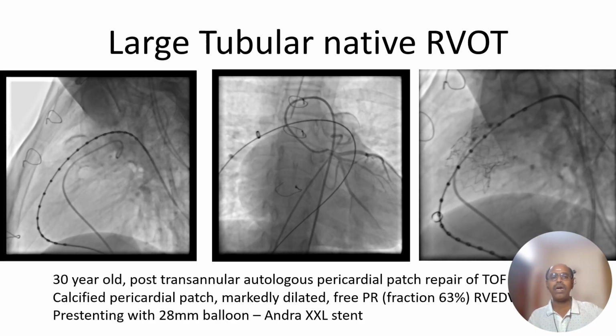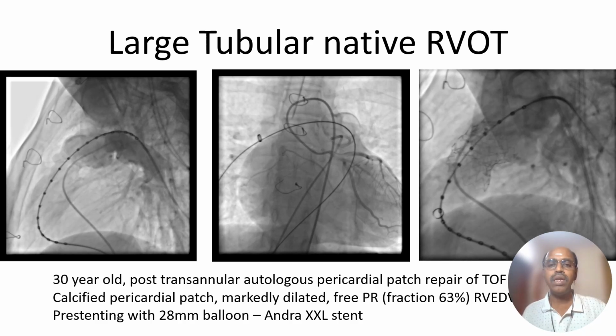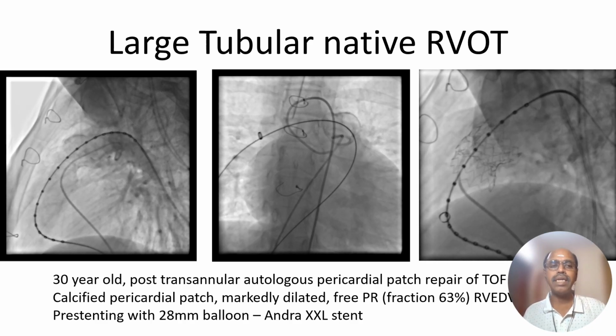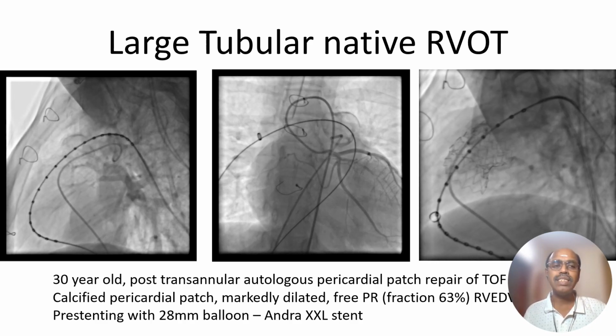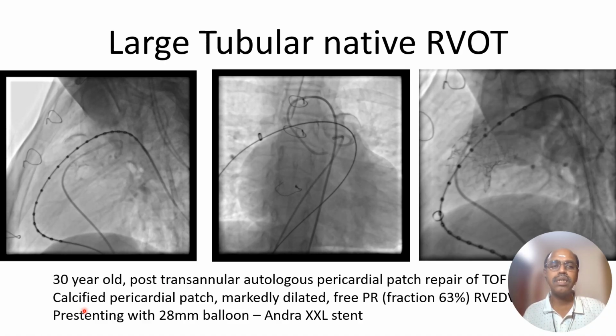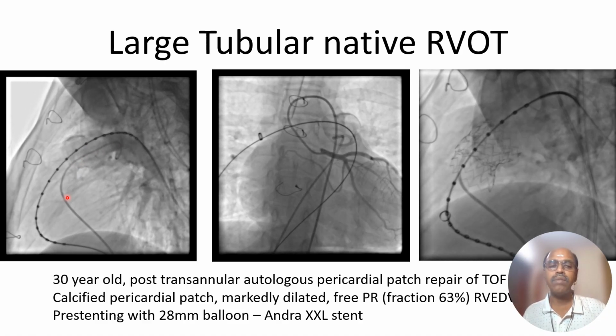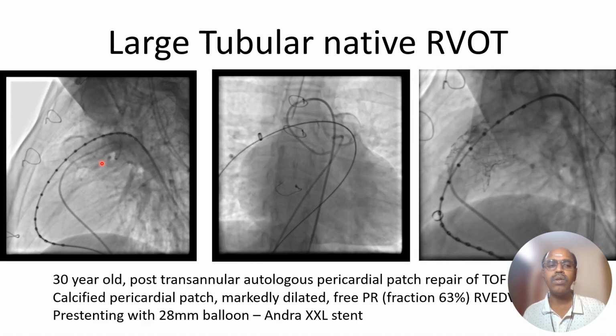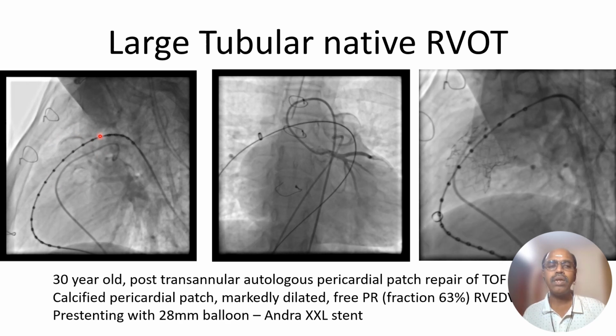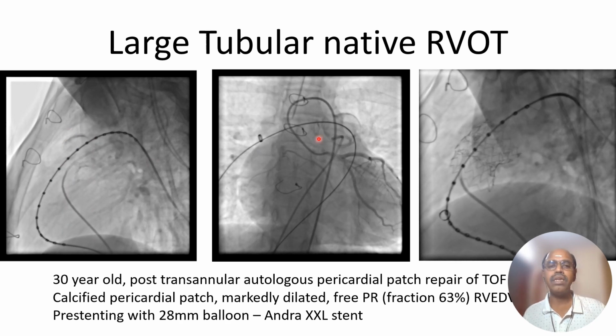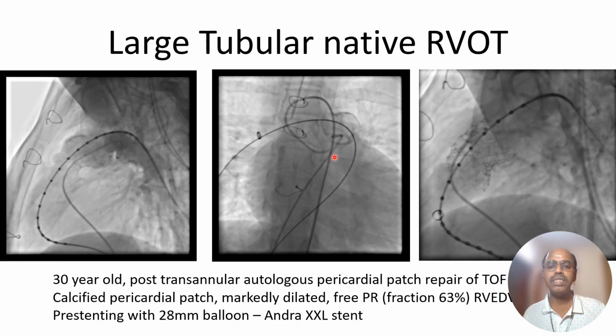In native tubular RVOT, if the tubular RVOT is very large and expansive and more calcified, sometimes you may have to pre-stent. See this example of a 30-year-old person with post-transcatheter patch, autologous pericardial patch. But there is quite a lot of calcification. See that it is totally calcified, even circumferential calcification.